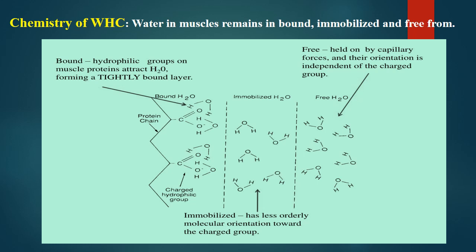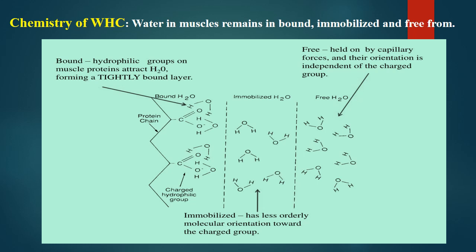Then the next is immobilized water. Here the water has a less orderly molecular orientation toward the charged groups, that is the carboxyl COO minus or sometimes NH4 plus. These charged groups have a hydrophilic property, but in the second layer the water has a less orderly molecular orientation, so it is immobilized but not so tightly bound.